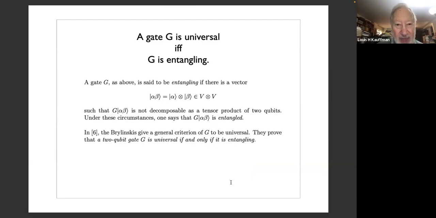Entangling means that if you operate on a 4-vector with it, and that vector is a tensor product, it can happen that G of the tensor product vector is not a tensor product vector. It's not decomposable as a tensor product. We say that a 4-vector is entangled if it's not decomposable as a tensor product. And the Berlinskys proved this criterion for universality.